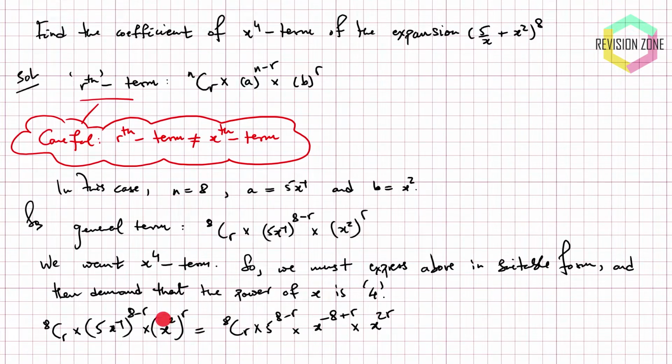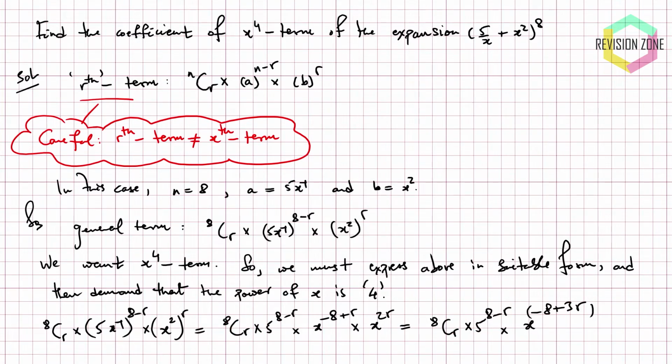Now let's look at this part, which is x² to the power r, which just gives me x^(2r). Now if you look at this, we have the numbers which are separate here, and then we have the x's which are separate here, and we can combine the x's because the base is the same in both cases. So we add the indices: minus 8 plus r plus 2r, which gives me minus 8 plus 3r, and these numbers here are completely unchanged.